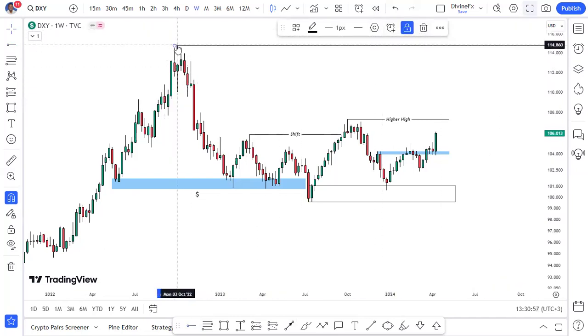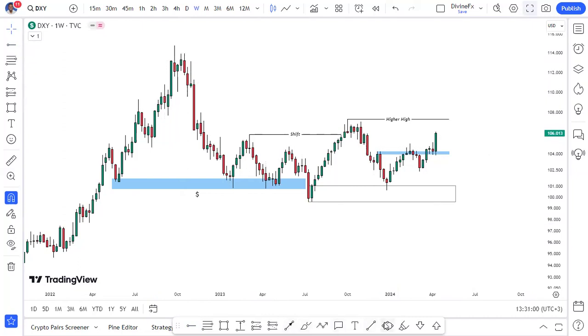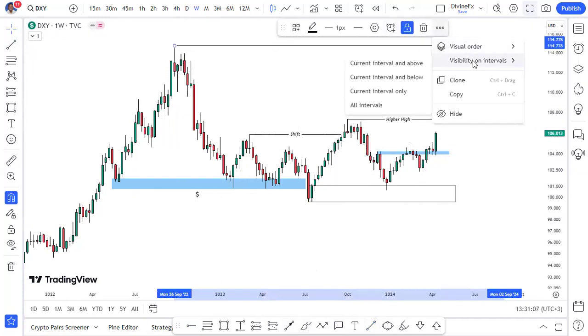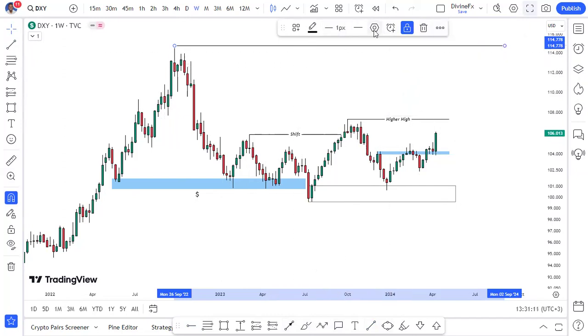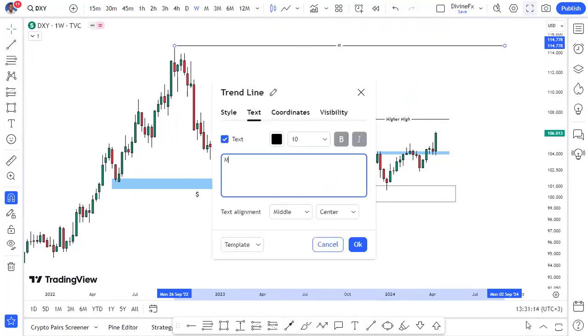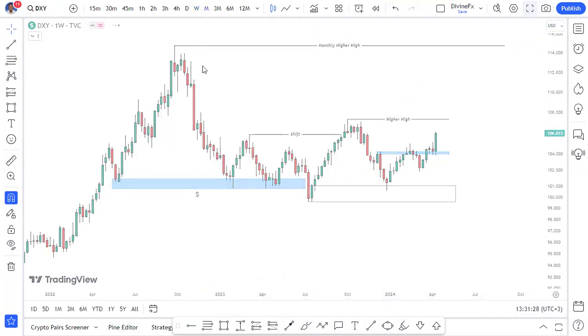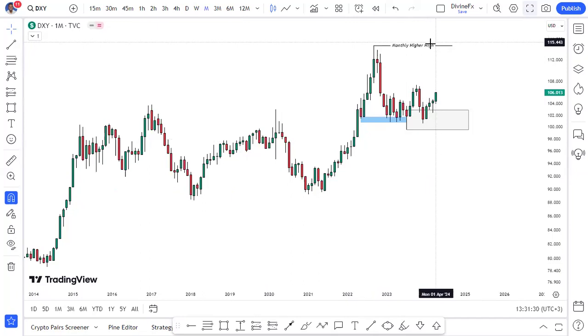This is just a monthly higher high. This is the monthly higher high. So we are expecting on the monthly time frame price to reach this point.